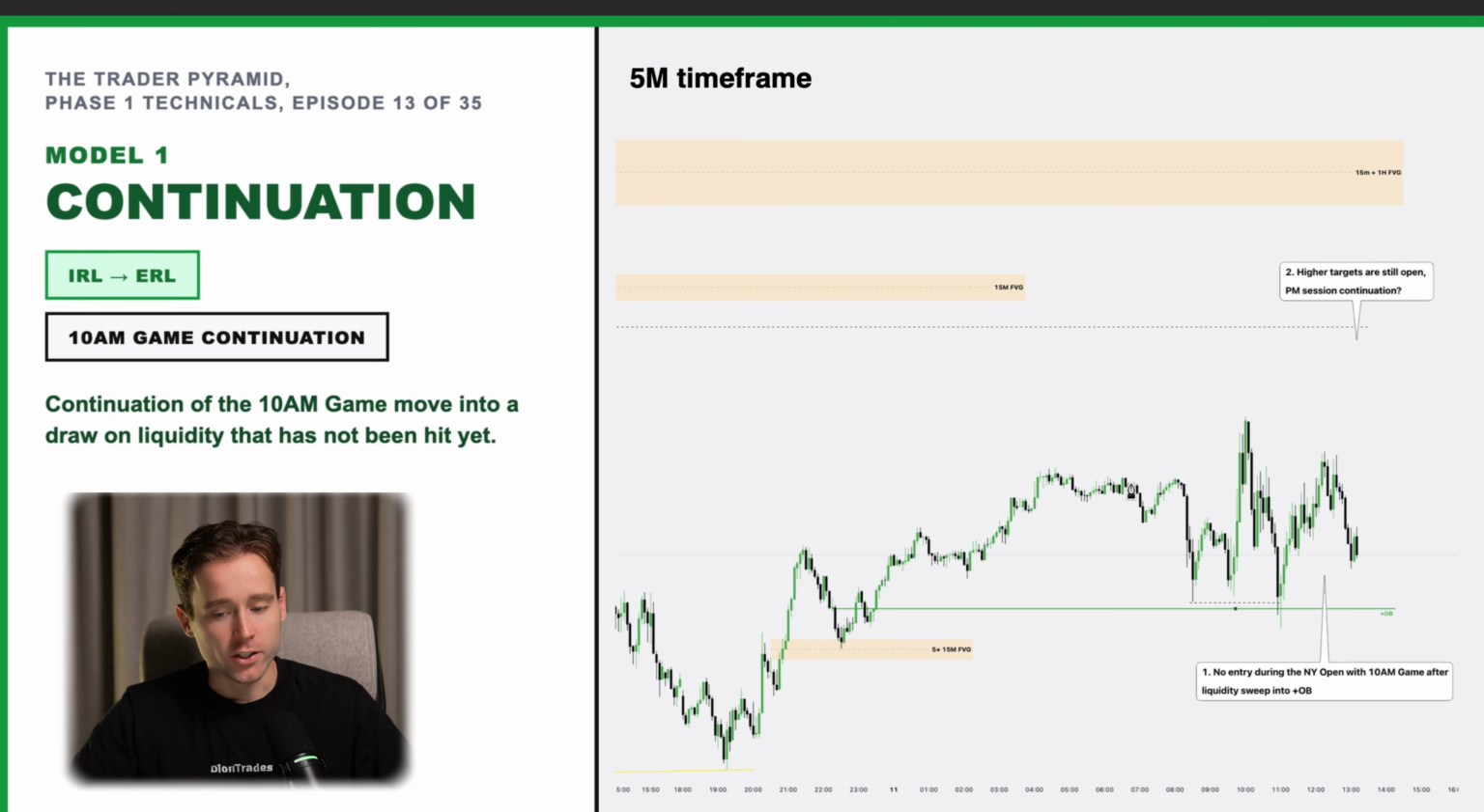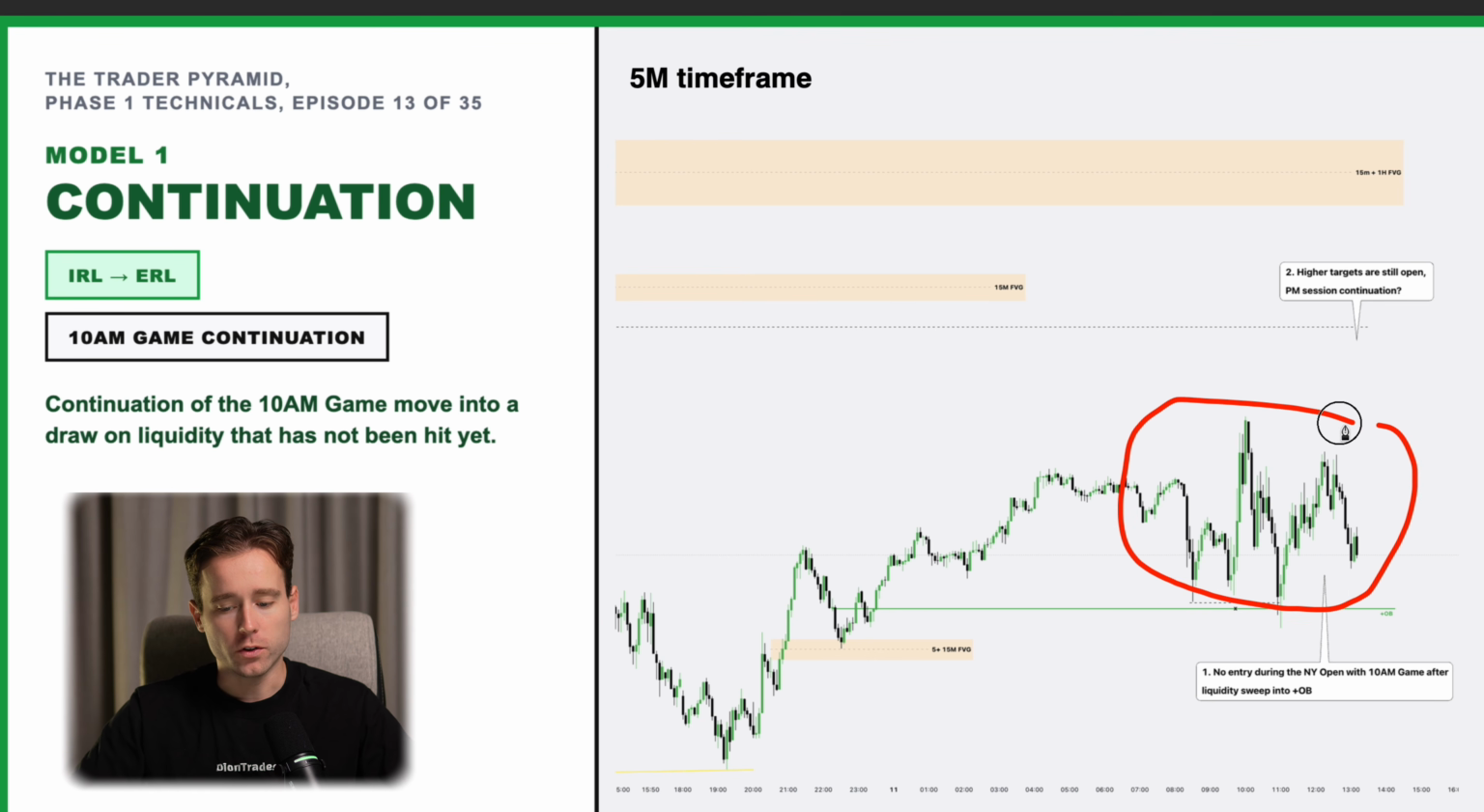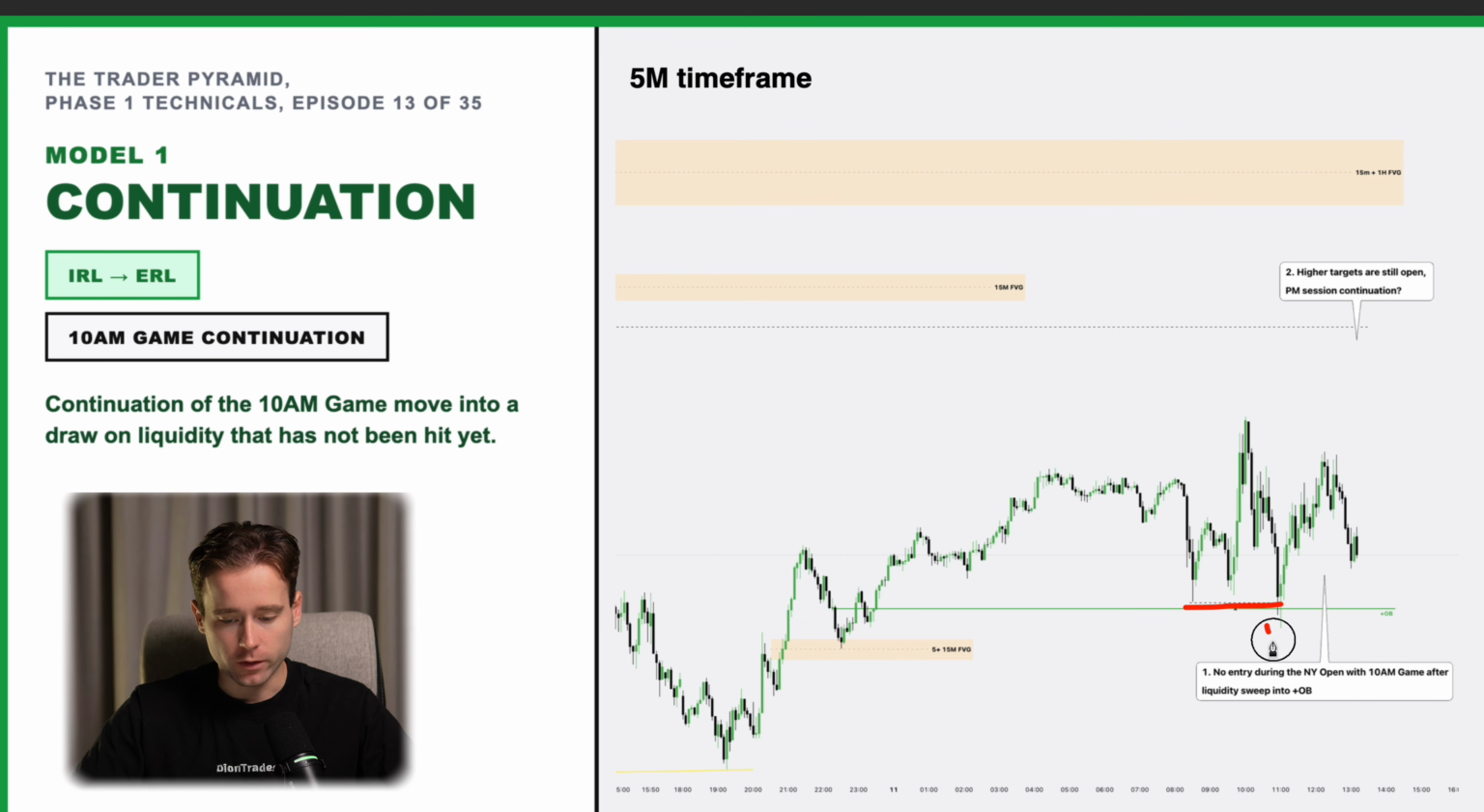Here we look at that same price action on the 5 minutes and there is no entry here, the New York Open. So when you traded the 10 a.m. game here, there was not a clean entry because it's consolidating here. So we did do a small liquidity sweep at the New York Open at 11 a.m. here, but then we didn't displace away. It was just not very clean.